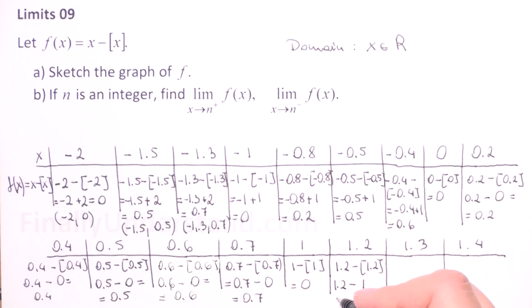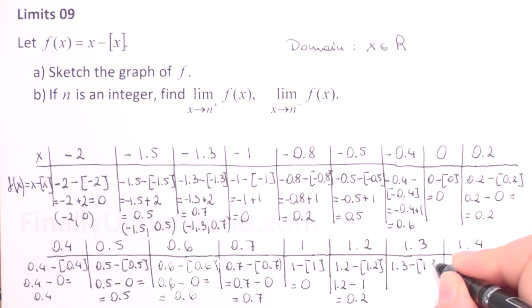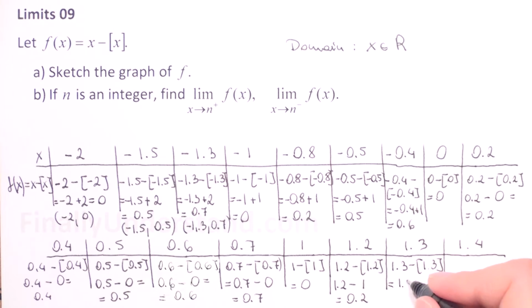So it will be 0.2. 1.3 minus, in brackets 1.3, is equal to 1.3 minus 1. So we have 0.3.